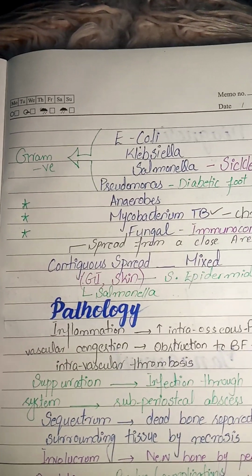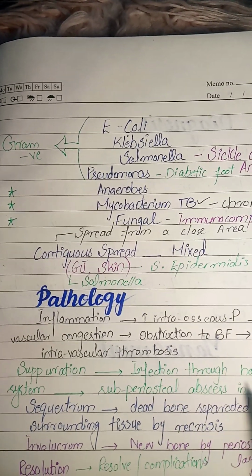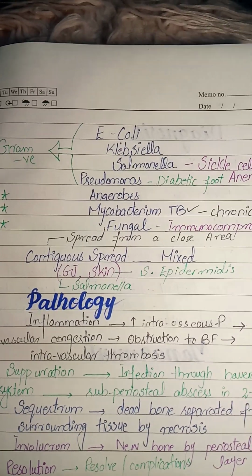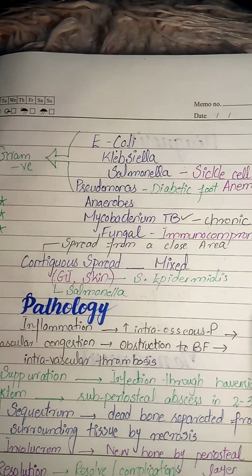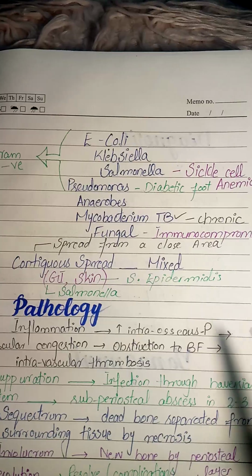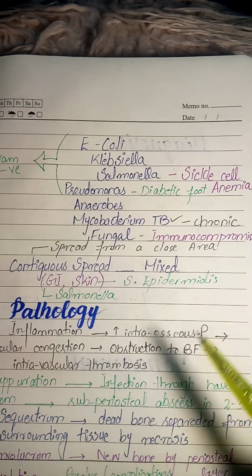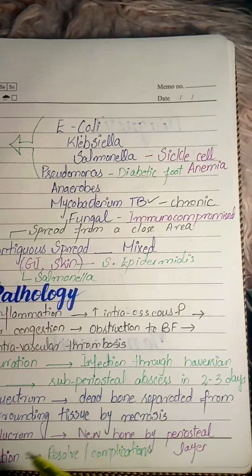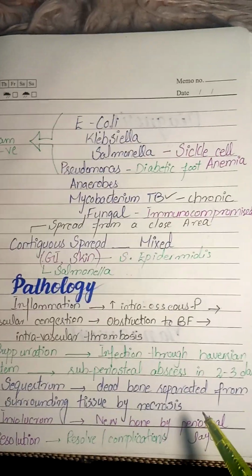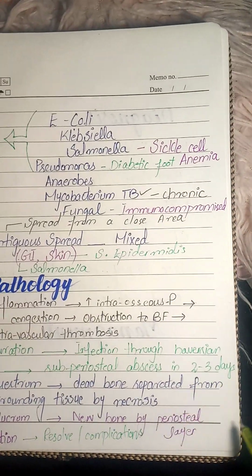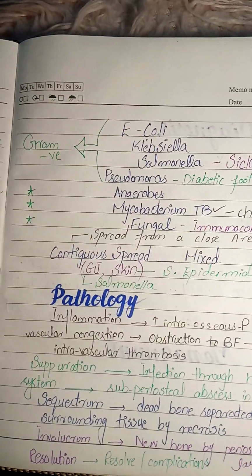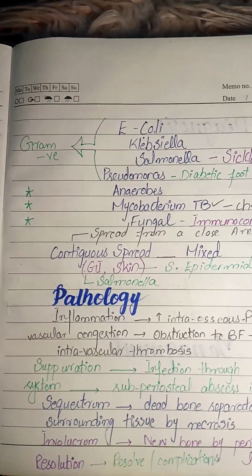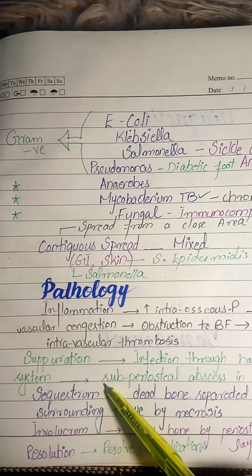And the second stage is suppuration. Suppuration means the infection will involve cortical bone, Haversian system, and through Haversian system it will cause subperiosteal abscess formation in 2 to 3 days. And after suppuration, then this stage comes, which is called sequestrum.